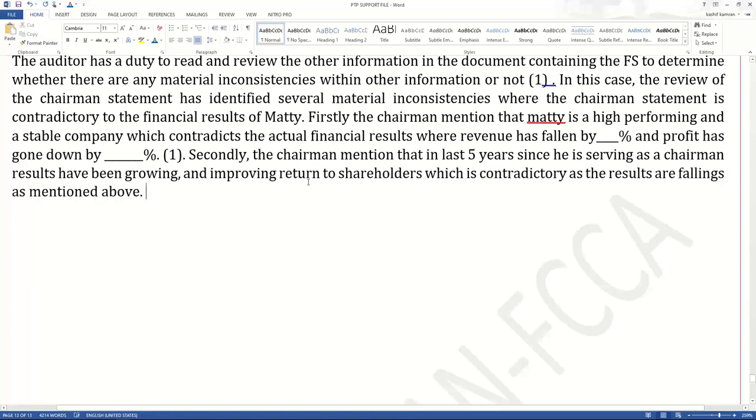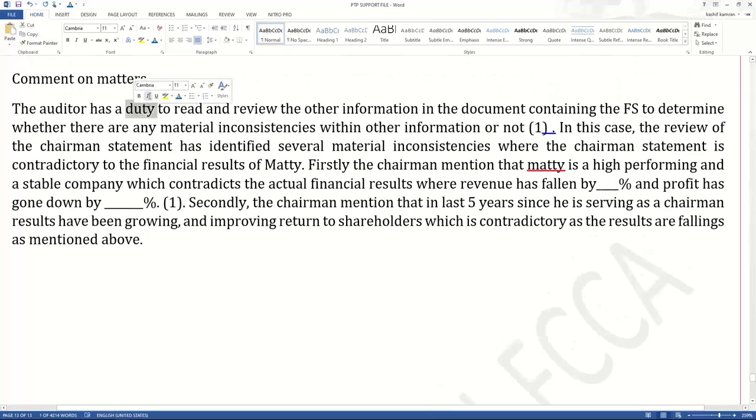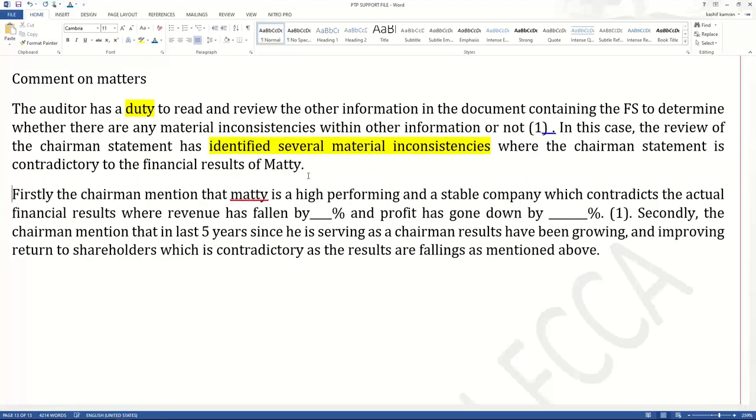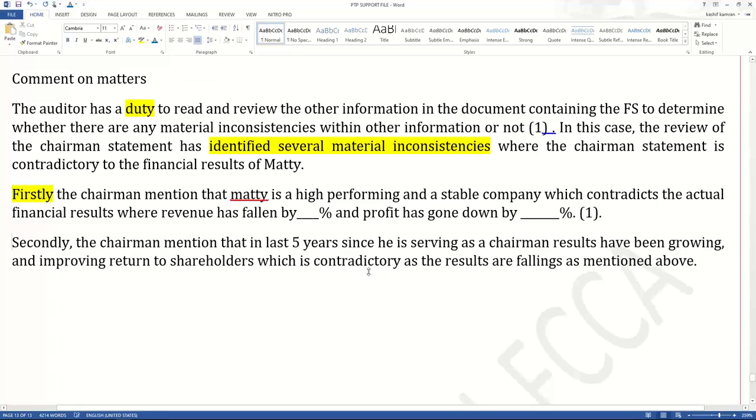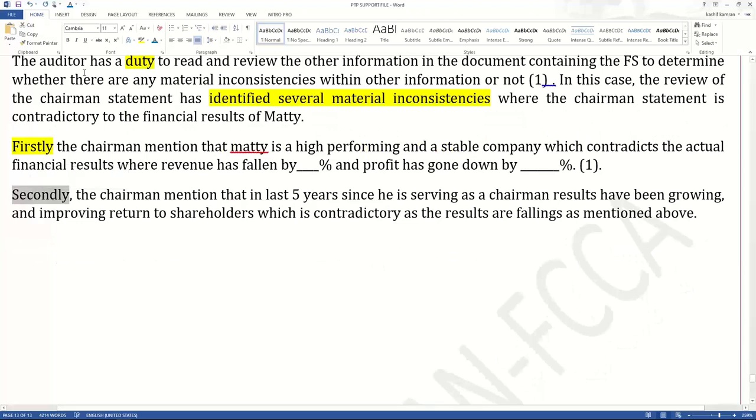Full stop. So see, you are telling that my duty as an auditor is to review the other information, one mark. In this case, the review has identified several inconsistencies. The second mark, comment on the matter. Then you say, firstly, the chairman's statement is wrong. You get another one mark and you put the references of the numbers, quote the numbers. Then you put, secondly, the chairman's statement is wrong and you get your second mark.